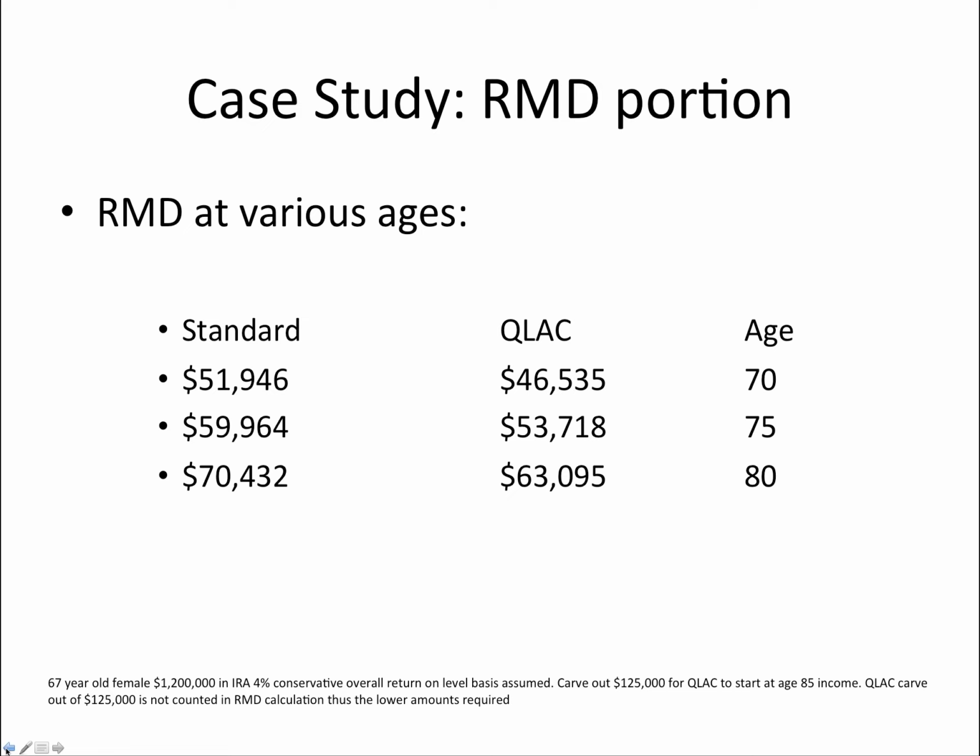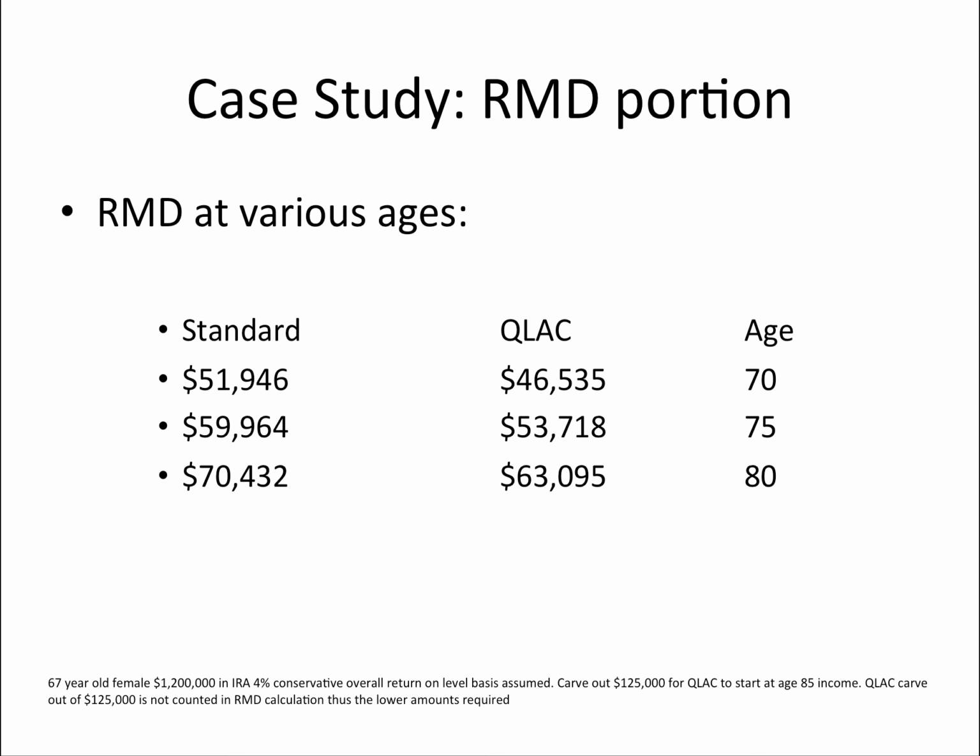I had a 67-year-old female with $1.2 million and a 4% conservative overall return. We carve out $125,000. Over in the QLAC, you can see that there's less cash flow because we're deferring that income until age 85 in this case. So with the lower income comes an opportunity to not pay as much in taxes.